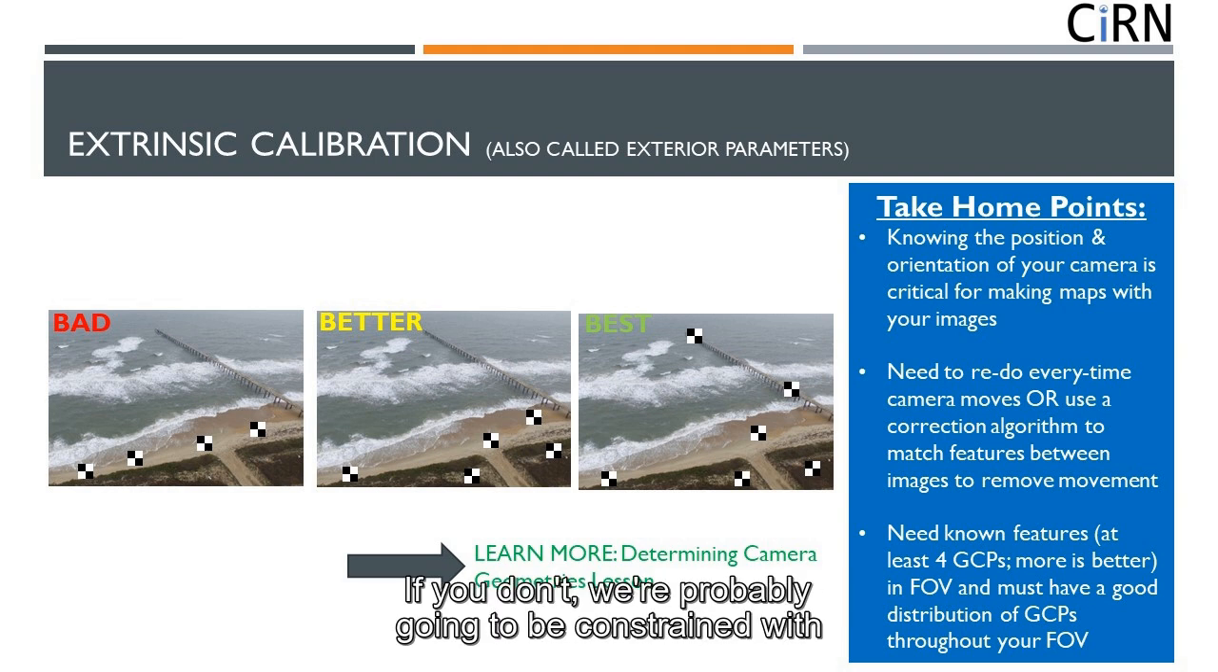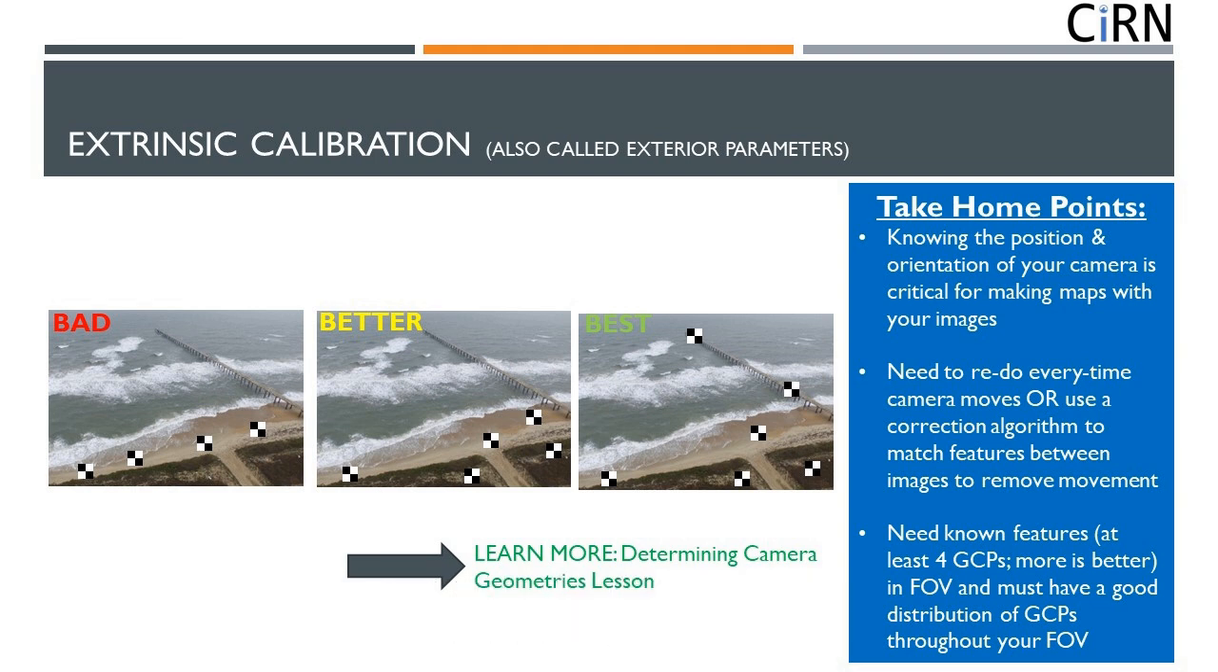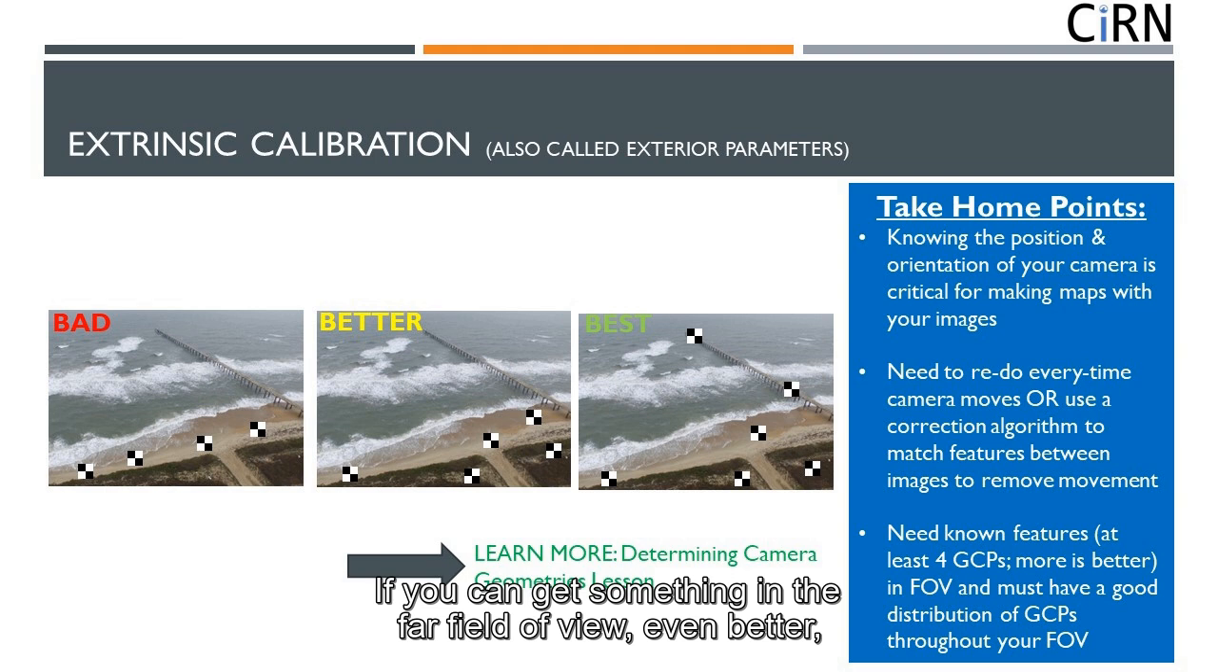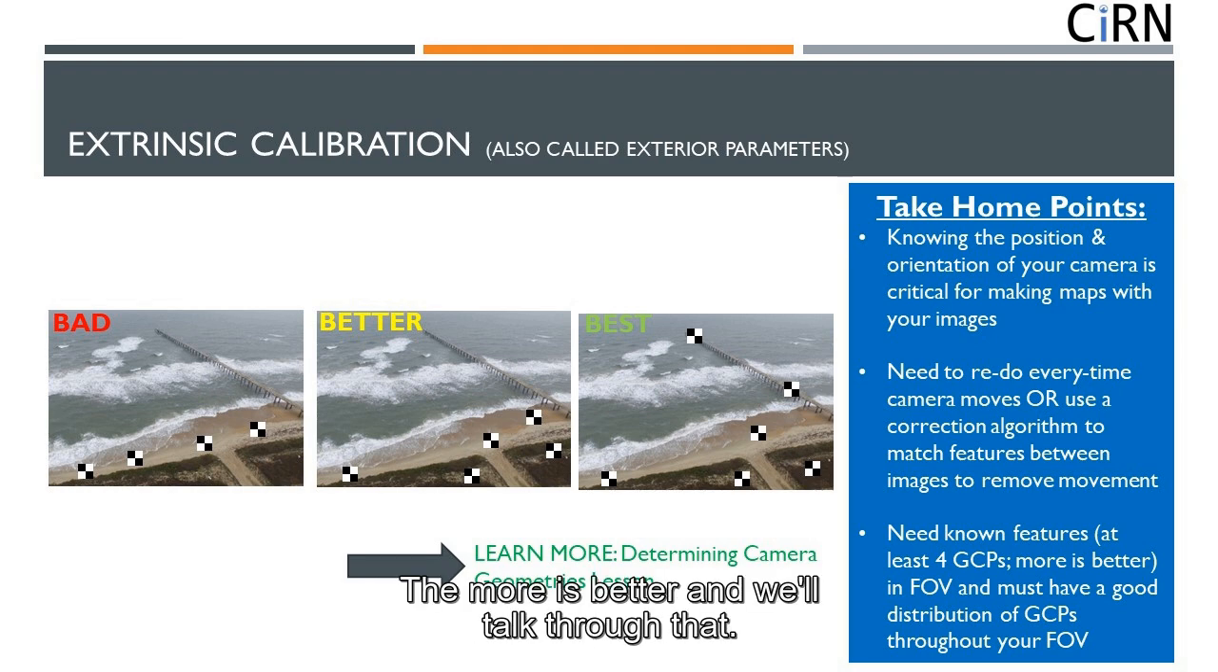If you don't, you're probably going to be constrained to something like this setup, and this works pretty well. If you can get something in the far field of view, even better. And we like to say you need at least 4 ground control points, the more is better. And we'll talk through that.